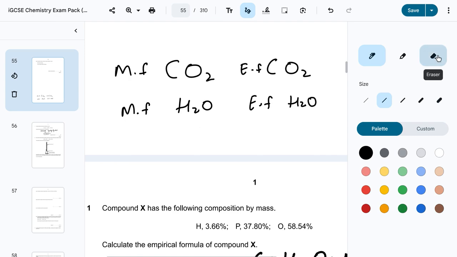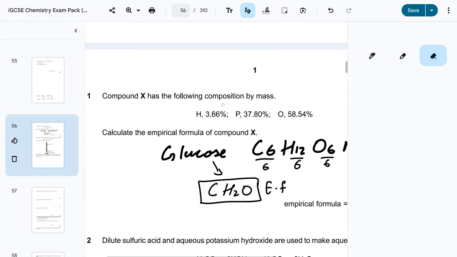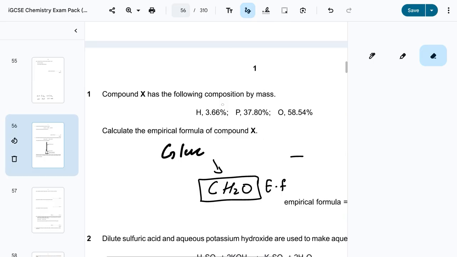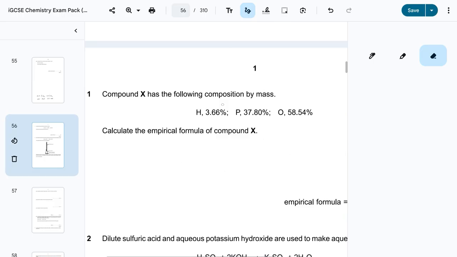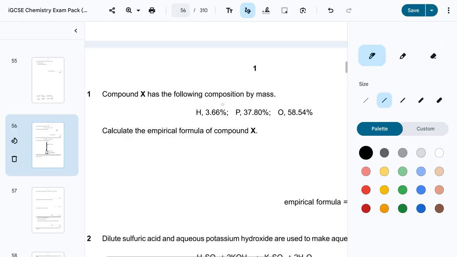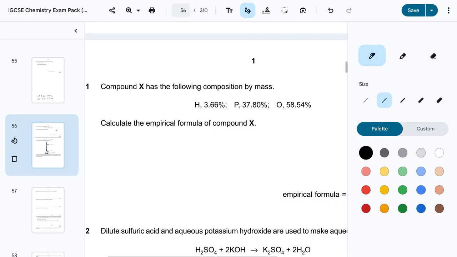Now I'm going to explain how to find the empirical formula, and today I'm going to solve 3 questions. The first question is in front of you. The percentage of hydrogen is given, the percentage of phosphorus is given, and the percentage of oxygen is given. So what's the first step to find the empirical formula? The first step is to find the moles of hydrogen, phosphorus and oxygen. How do you find it with the help of percentage?